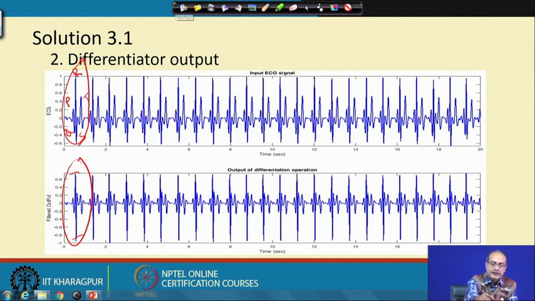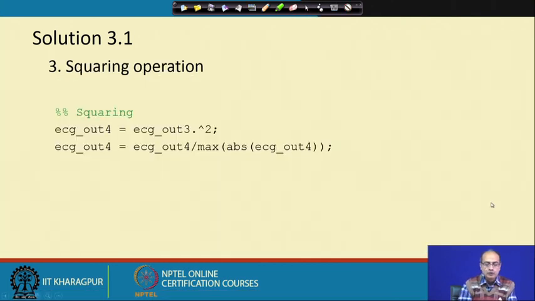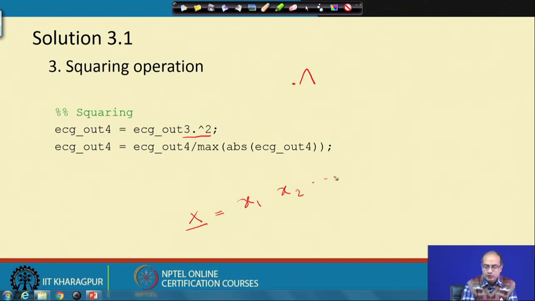Okay. So, to avoid that, we go for the next step, the squaring operation, and for the squaring operation we are using this command, dot hat. The meaning of it is that if we have a signal, say x, with values x1, x2, dot dot dot xn. Okay. Here we have shown a row vector, it could be a column vector also.